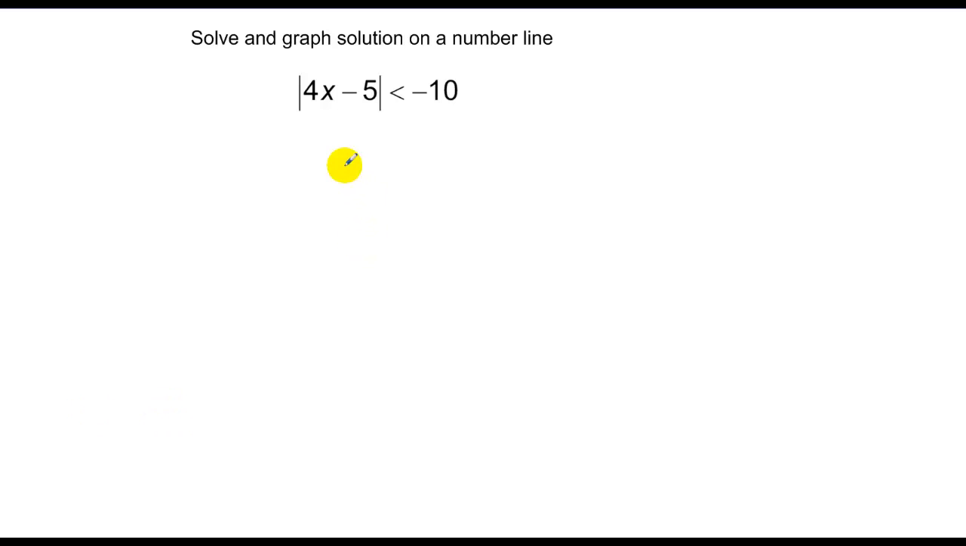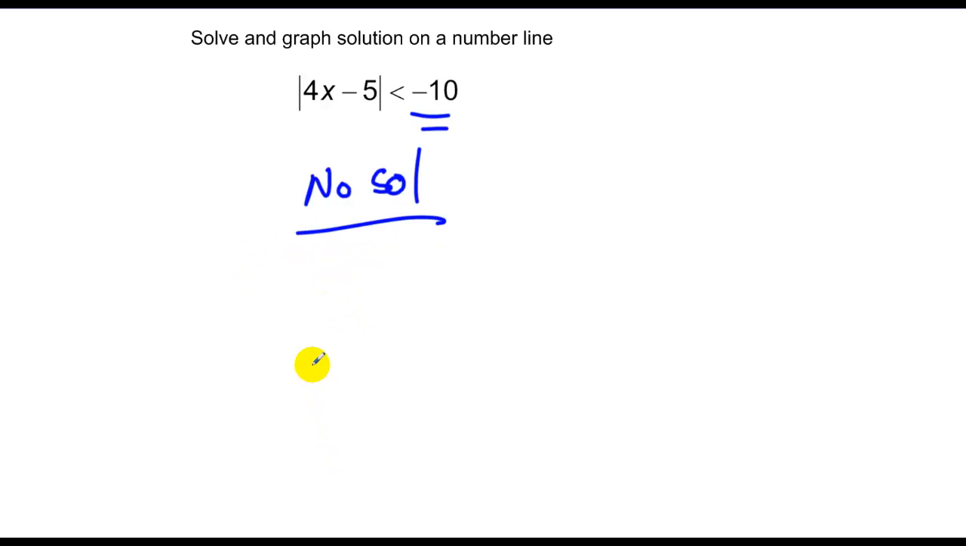In this problem, we want to solve this absolute value and put it on a number line. When I see this negative 10, I start questioning things. When is an absolute value less than a negative number? Well, we talked about absolute values being distance away from 0, and distance is defined as a positive term. So, when is a positive less than a negative? Never going to happen. So there's no solution here.